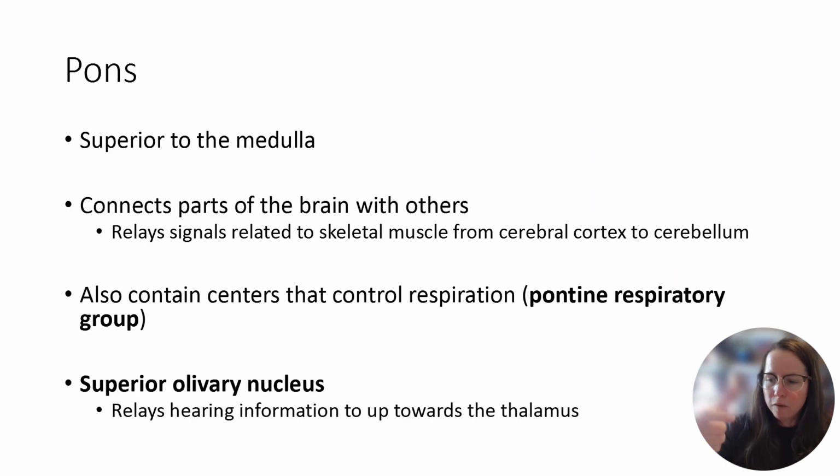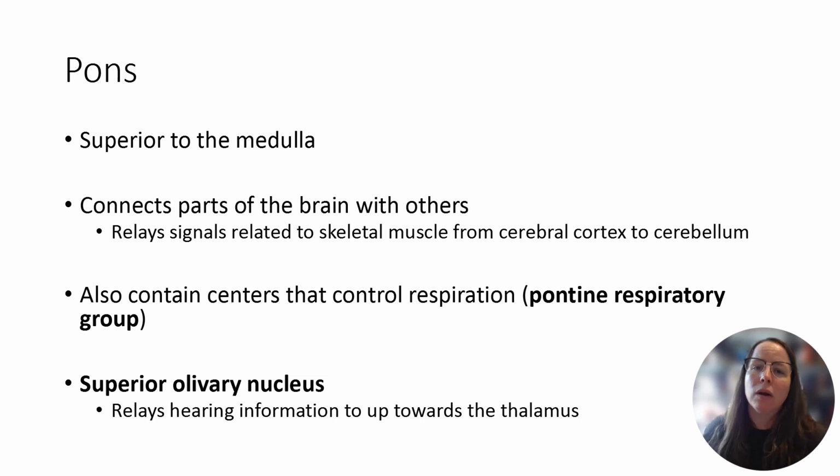Now, as we move superiorly, the next structure we're going to see is the pons. We talked a little bit about the pons when we got to the respiratory system. This is where we have that pontine respiratory group. It's also going to be in charge of relaying signals to skeletal muscle from your cerebral cortex to your cerebellum. And this is where the superior olivary nucleus is located, which is important for our hearing pathway.